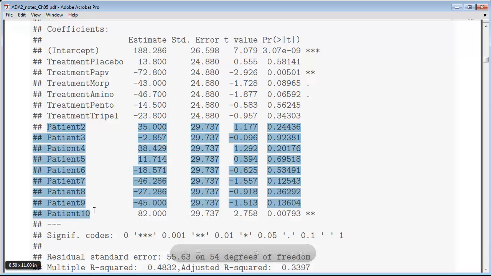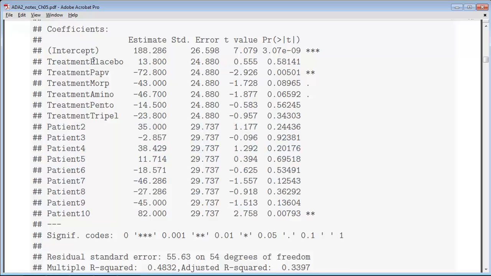That's because, remember what the baseline was for treatment. That was the no drug and patient 1. So the intercept, 188 seconds, is how long patient 1 itched using no drug. Okay? That's the baseline group. Everything else is relative to that baseline.